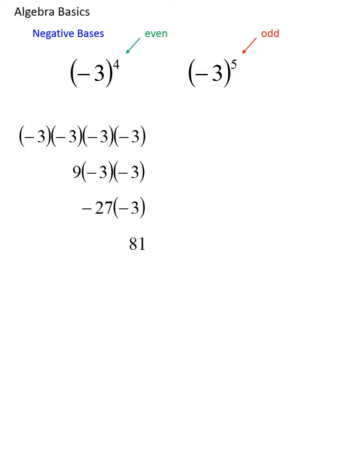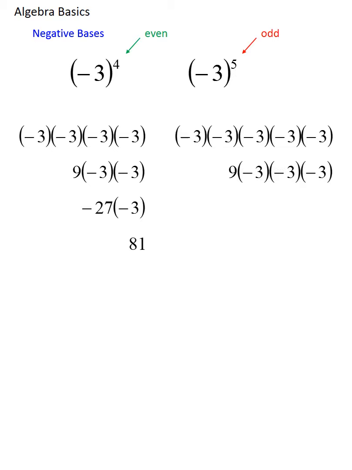Let's compare that result to the odd power of a negative base. Here's what negative 3 to the 5th means by definition. Again, multiplying the first two gives positive 9. Then multiplying the first two of that result gives negative 27. And when we continue here, we end up with a positive times a negative, which is a negative.